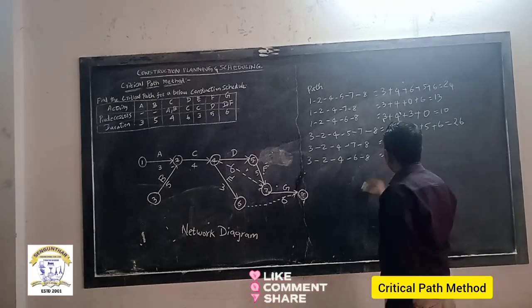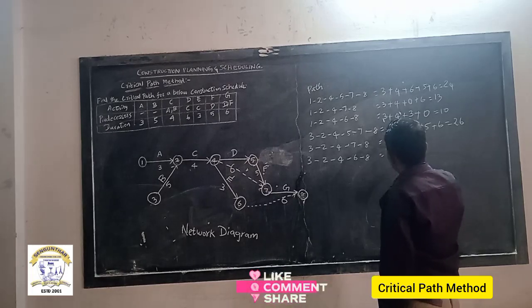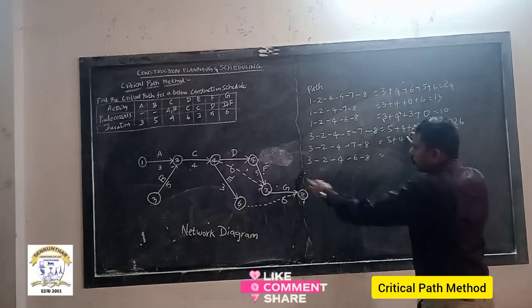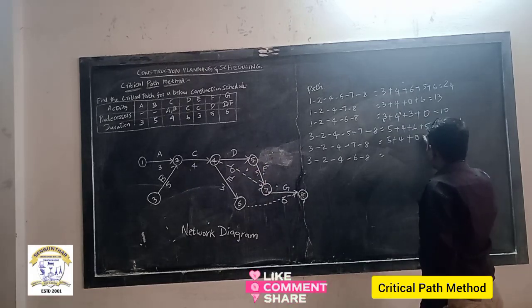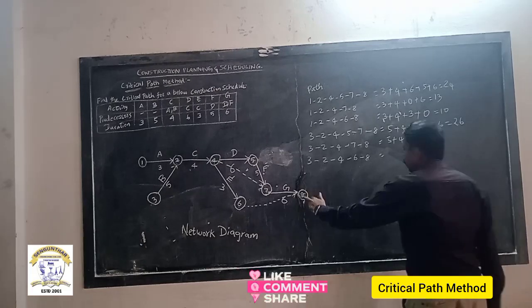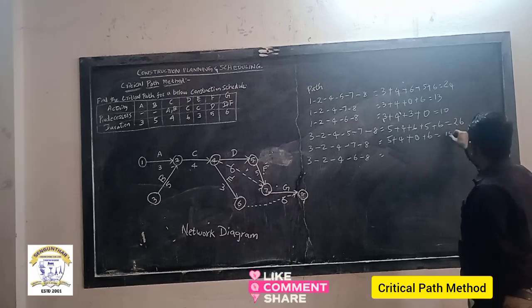Then 3 to 2 is 5, 2 to 4 is 4. Then 4 to 7 is a dummy activity, that's why I put 0 here. Then 7 to 8 is 6. What is the sum of these values? 5 plus 4, 9. 9 plus 6, 15.